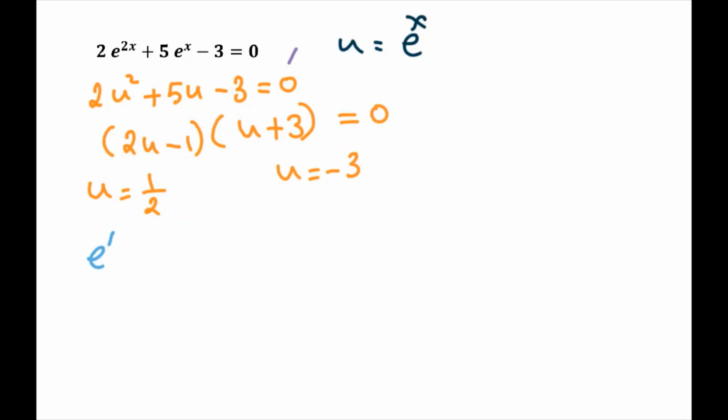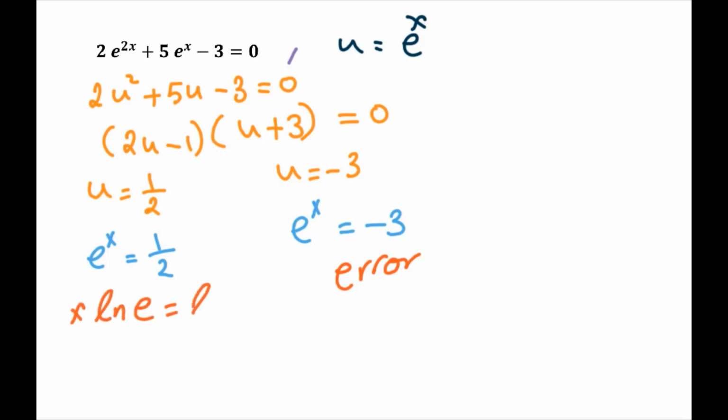Now, e to the power of x equals 1/2, or e to the power of x equals negative 3. Now again, this is an error, because it cannot be equal to a negative number. So you take a ln, so x ln e equals ln 1/2. We know ln e is 1, right? So x equals ln 1/2.